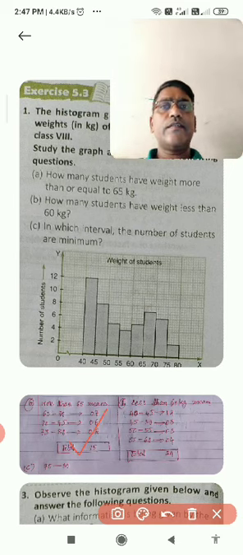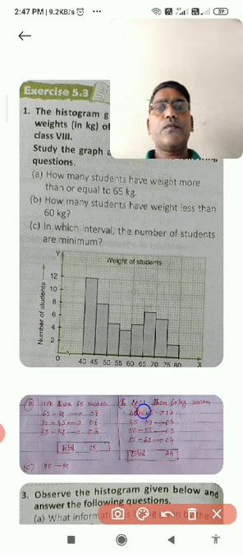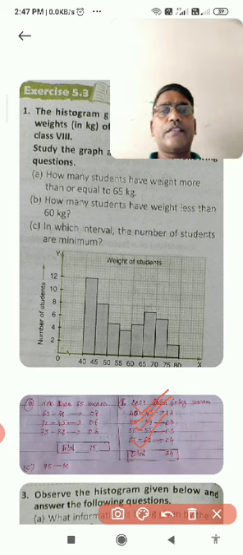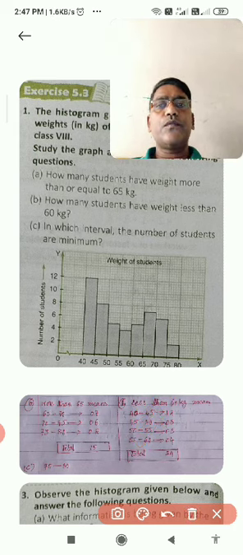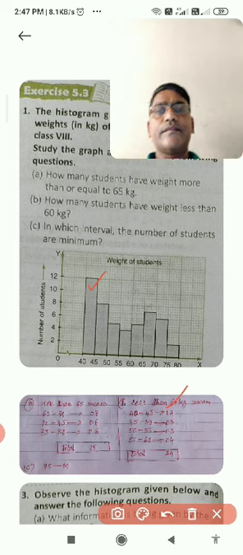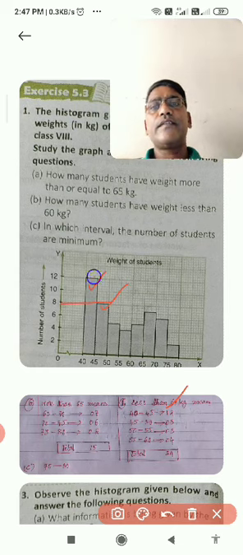Then the second question is less than 60 kg. Clear to you? Less than 60 kg means up to the 55 to 60 class, from the starting 40 to 45, 45 to 50, 50 to 55, 55 to 60. Observe first 40 to 45, the first one, directly it is 12. So I have written that. Next, 45 to 50 is 8.